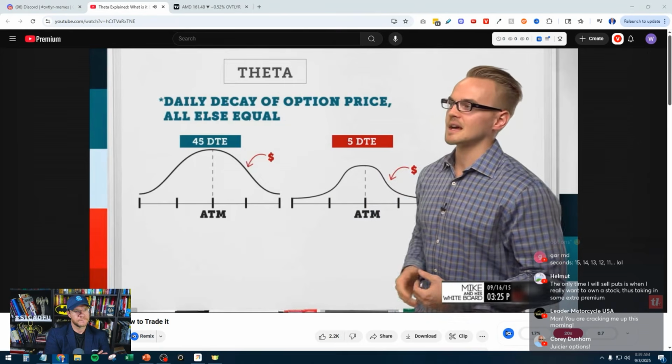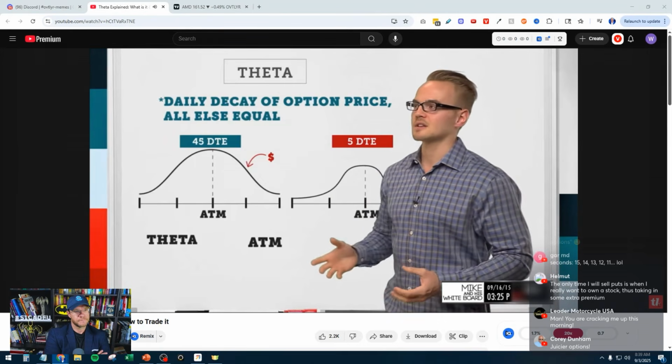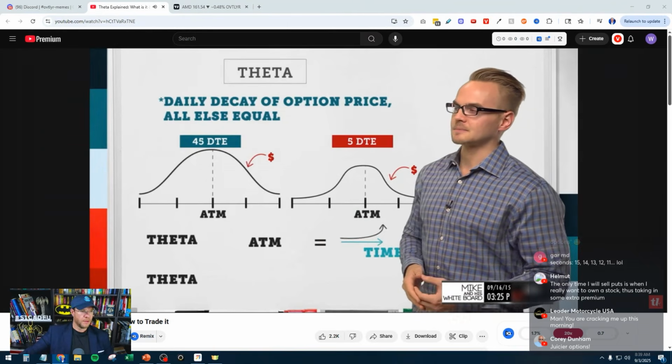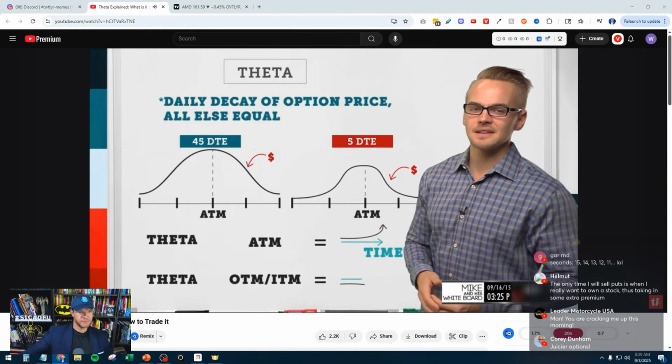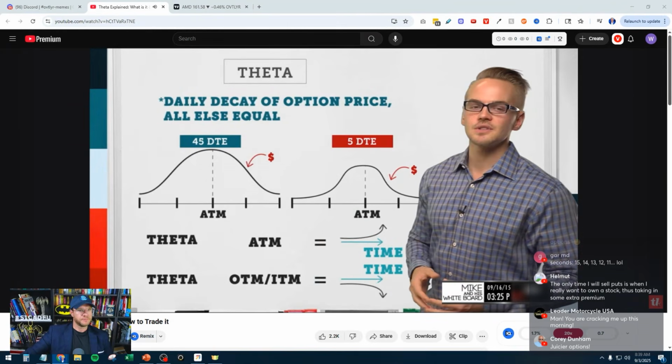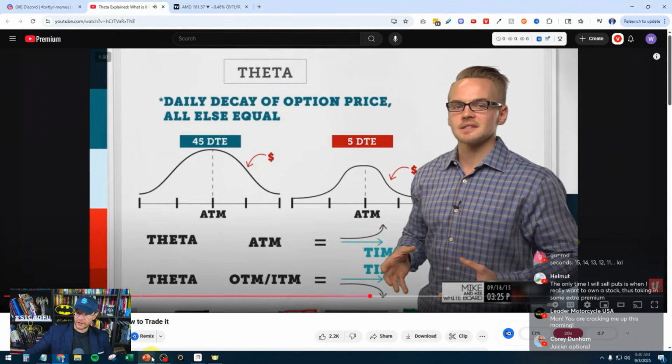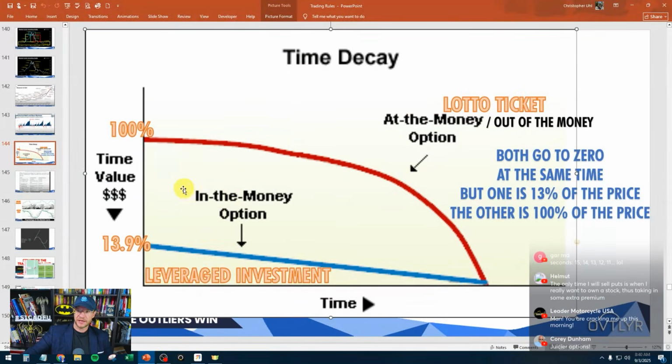So let's break this down visually here, and you can clearly see this. When we've got theta and we're looking at the money, when time passes, essentially theta is going to increase. One way to think about this, and that's what this chart is showing, is that the closer you get to expiration, the faster the theta will decay. However, if you have a deep in the money option, it's pretty linear the entire way.